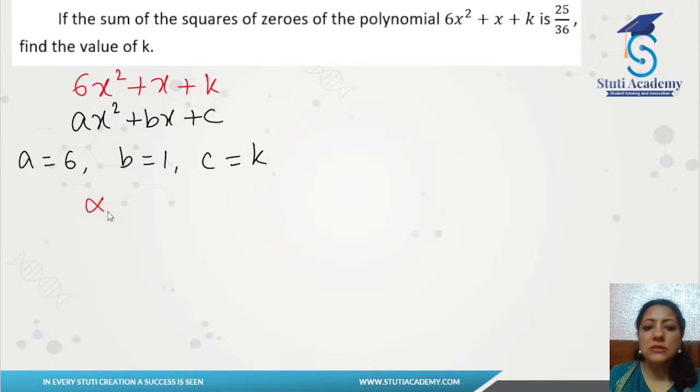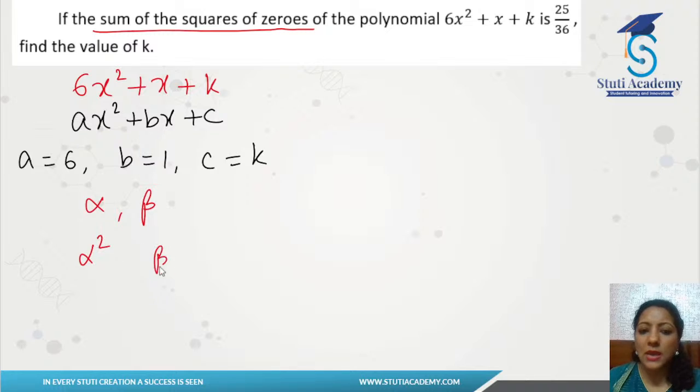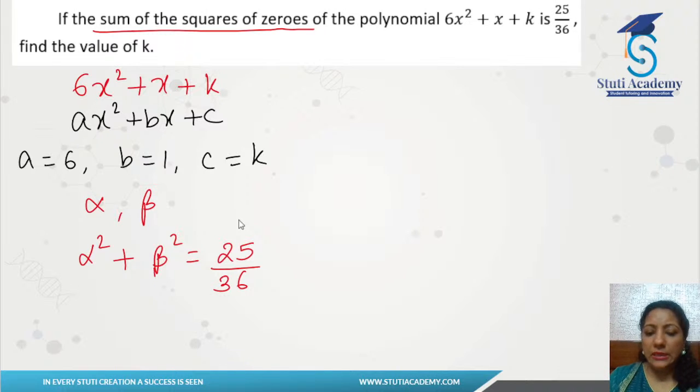Let us take the zeros as alpha and beta. It is given to us the sum of the squares of zeros. We will take the squares of zeros and then we are going to add them. Sum of the squares of the zeros is alpha square plus beta square. It is not alpha plus beta whole square. Please try to understand. You square the zeros and then you add them. It's given to us that this is 25 upon 36. Now this is what you know. You have to solve for the value of k.